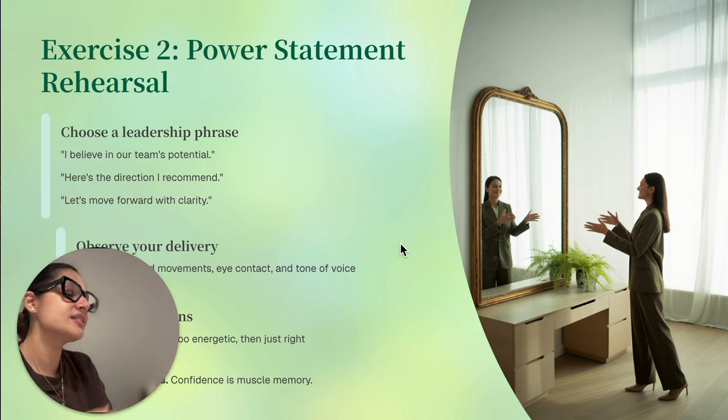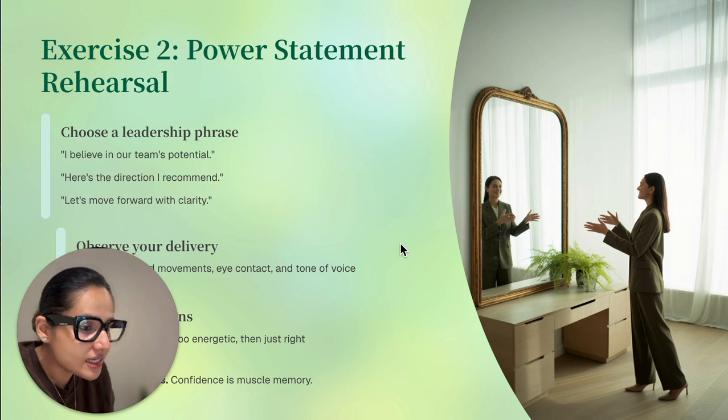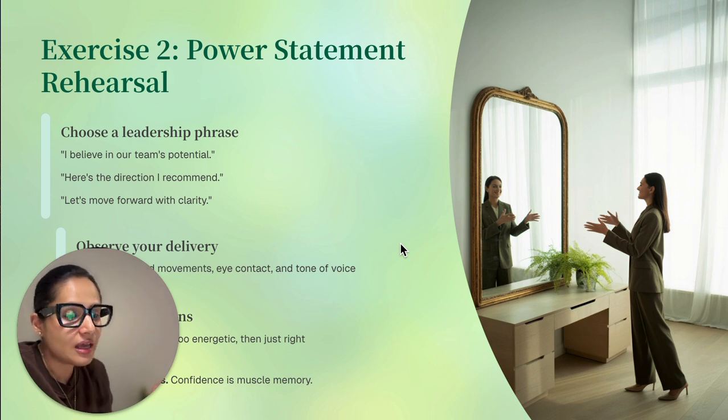And then the second step is that you stand in front of the mirror, you say it slowly, and you watch. Are your hands moving too much? Is your eye contact steady? Is your tone strong or shaky? Try the same line 3 times: first casually, second time energetic, and the third time you're going to get it correct.